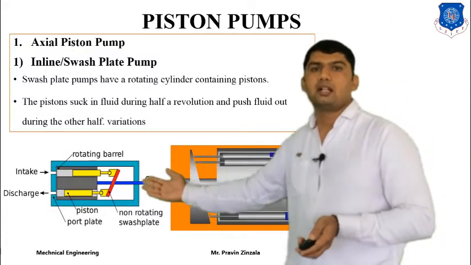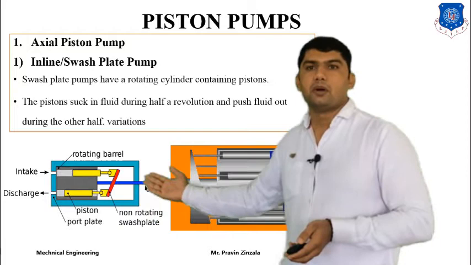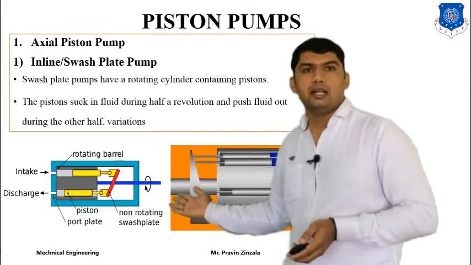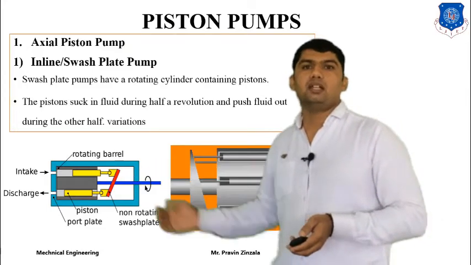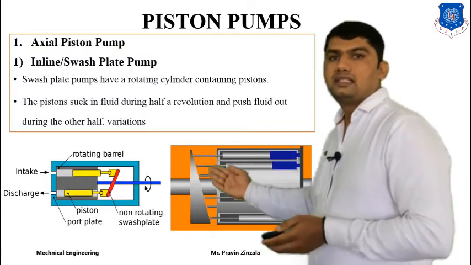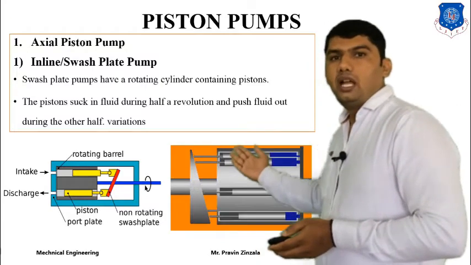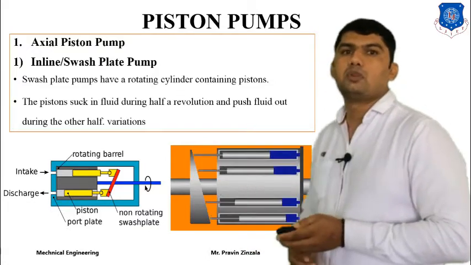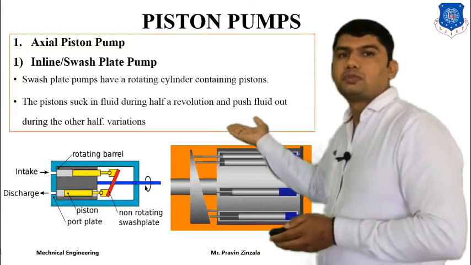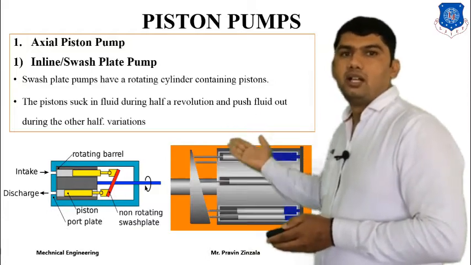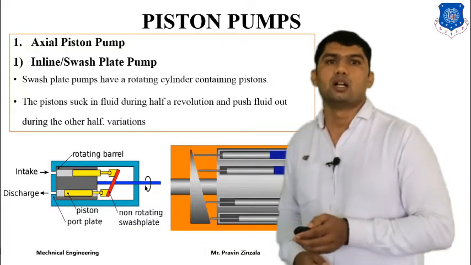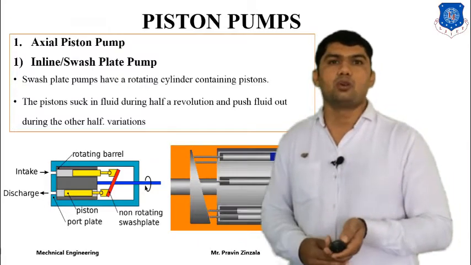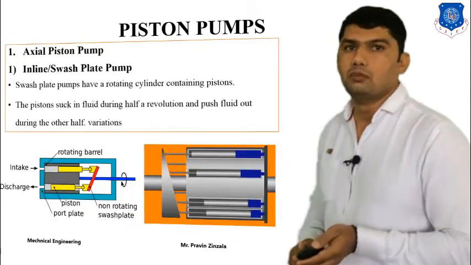This is the schematic diagram of a swash plate type pump. Here the rotating barrel is rotated by an electric motor, and the swash plate is in a fixed position. The swash plate remains steady, and due to the inclination of this plate, there is continuous suction and discharge through the pistons. Whenever the piston moves to the top side, it becomes suction, and whenever the piston moves downward, it becomes discharge. This is the basic principle of the inline or swash plate type piston pump.